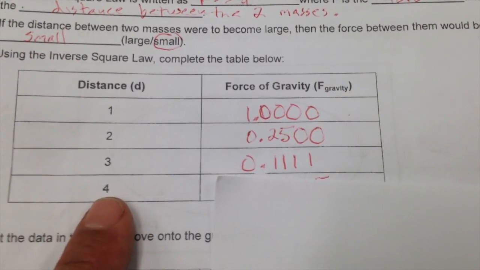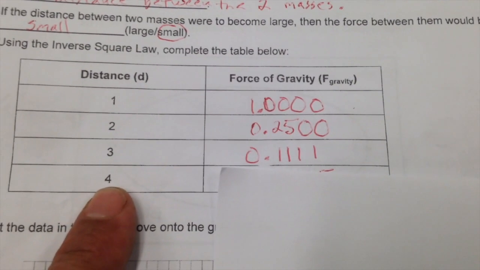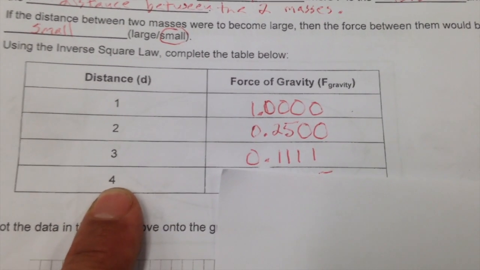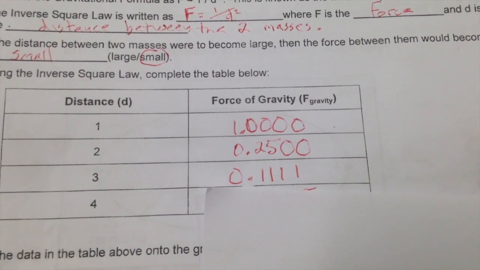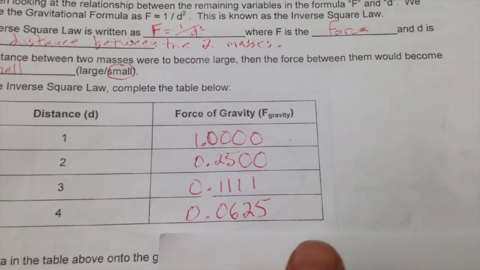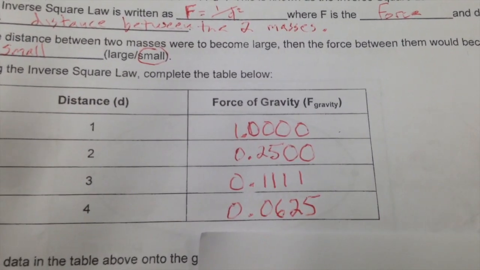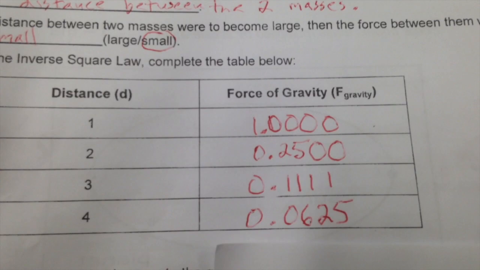All right, almost done. 1 divided by d squared. Well, let's put in 4 for d. 1 divided by 4 squared. Well, what's 4 squared? I believe 4 times 4 is 16. So 1 divided by 16 is 1/16. And you crunch that number and you get 0.0625. Okay, cool. We now have a data set that we can graph.